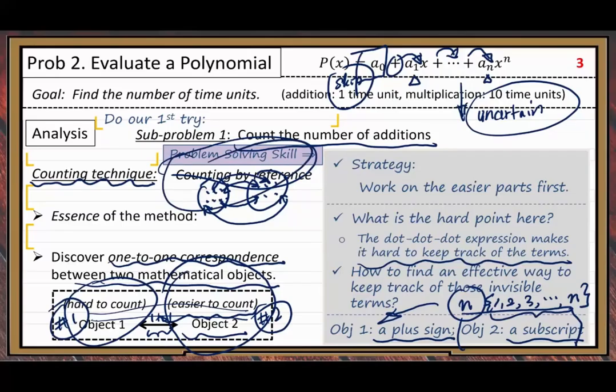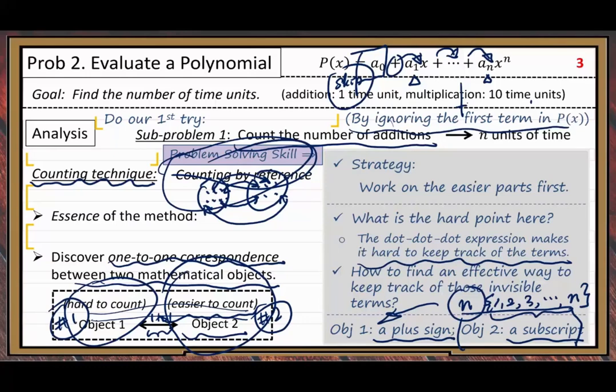So let's continue. I explained why we skip the first coefficient. So the final answer: we need n units of time. Because based on our assumption, to calculate one addition we need 1 unit of time. Now we need to calculate n additions, so we need n units of time.